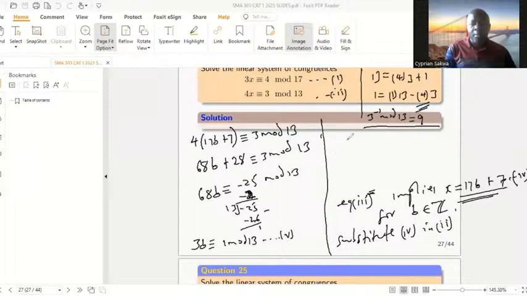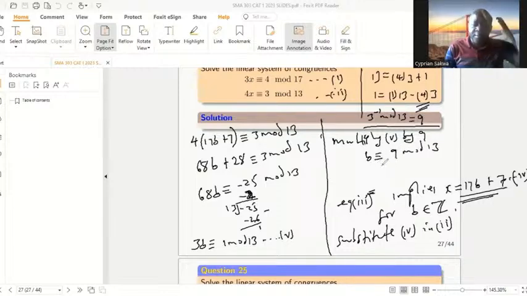Multiply 5 by 9. On the left side, it will be b congruent to 9 mod 13. So b is 9. We want x, so we use equation 4.